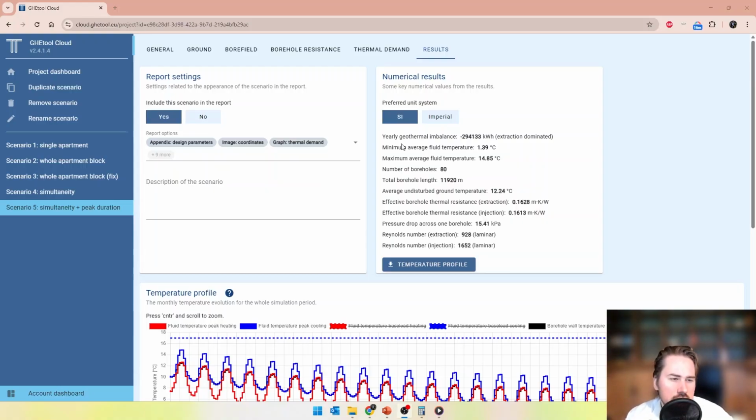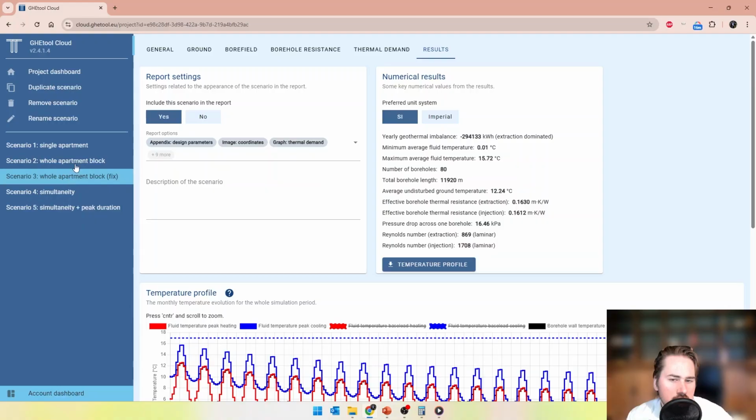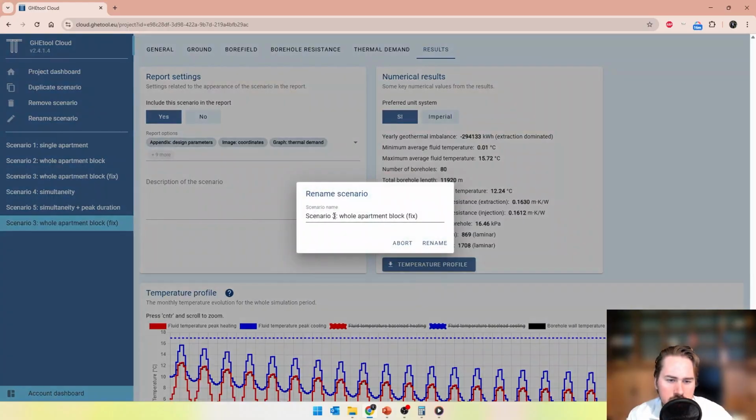So let us go ahead and go for the whole apartment block fix, and let's duplicate this scenario and call it scenario 6. Upscale to hourly load.